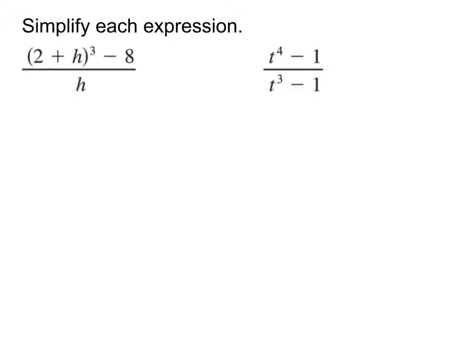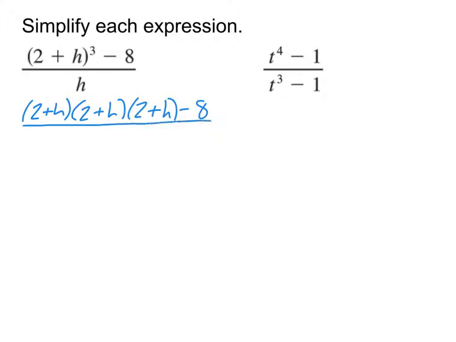Because when we have to do this 2 plus h cubed, that does not mean 2 cubed plus h cubed. Remember, you can't just distribute an exponent like that. That 2 plus h cubed is telling you that you're going to have to do 2 plus h times 2 plus h times 2 plus h. We got to multiply it by itself 3 times in order to cube it. And you're going to have to go through all of that work and simplify that down in order to be able to simplify this expression.